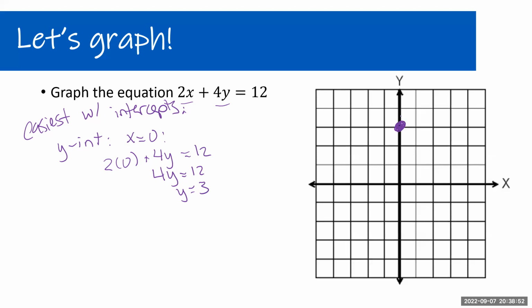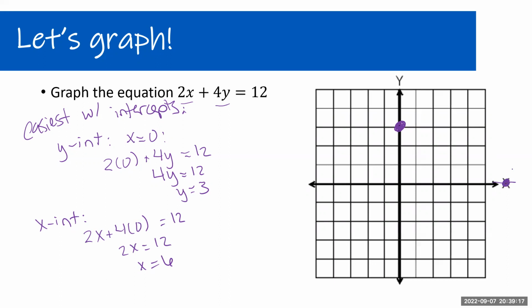Okay. And then our x-intercept is going to be, we're going to let y equal 0. So 2x plus 4 times 0 equals 12. So 2x equals 12, which gives us x equals 6. Now we don't really have this here, right? If we kept counting, we'd know that it's over here somewhere.